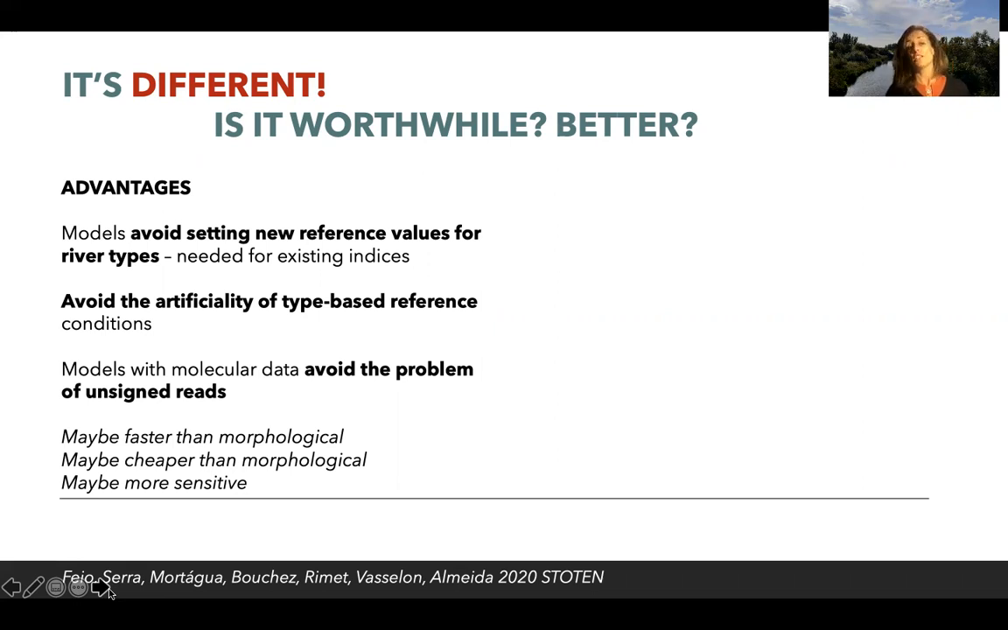The models have the advantage of avoiding setting new reference values for river types, which is something that would need to be done for all countries. They also avoid the artificiality of type-based reference conditions. The models with the molecular data also avoid the problem of unassigned reads. We don't care about this conversion. We could just look into the molecular information. So this may be a faster approach than the morphological one, a cheaper approach, and also maybe more sensitive.